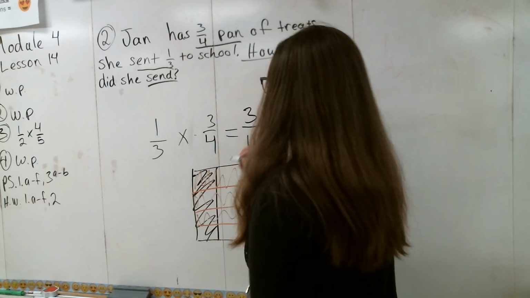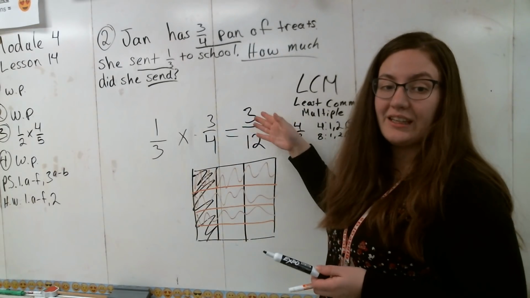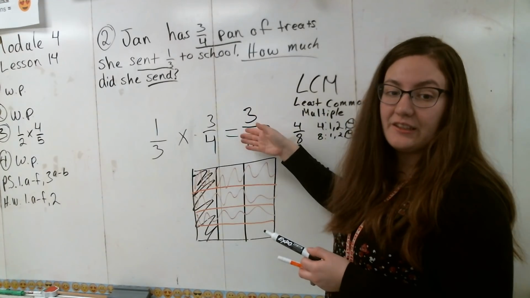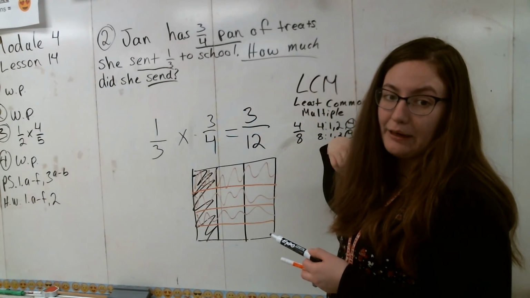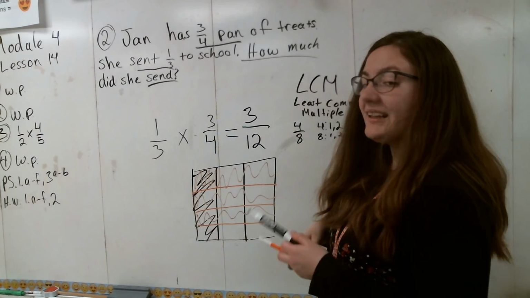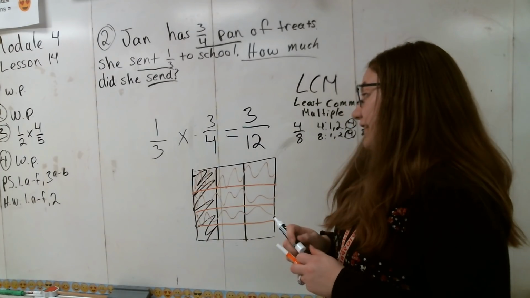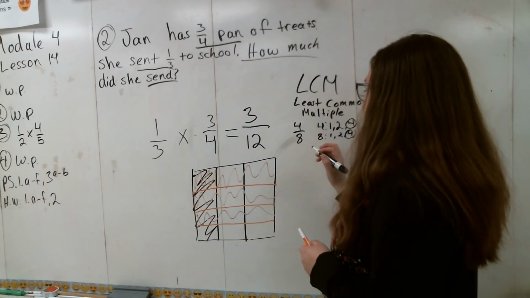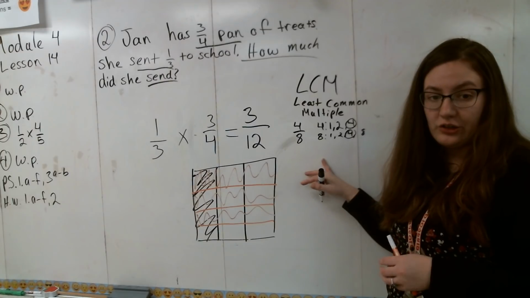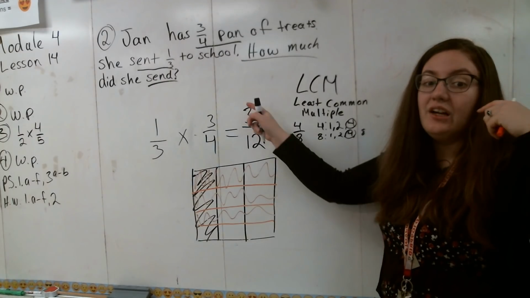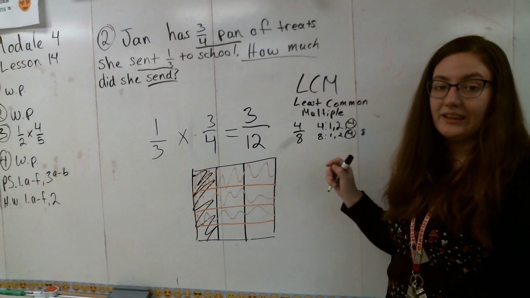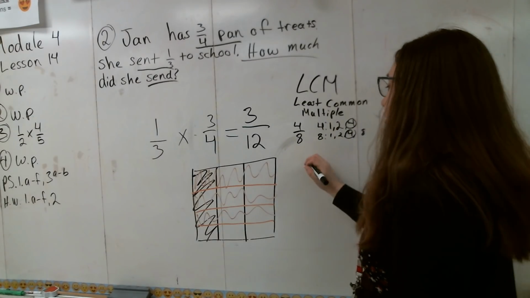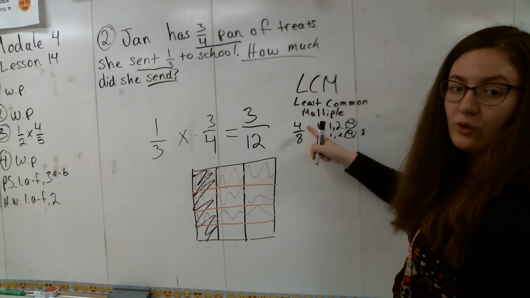So we have 3/12. Now remember though, this may not be my final answer, because I have to figure out if there's anything that I can divide both 12 and 3 by. And this is where it's important that you know your facts. So for 3 and 12, I know that I can find the LCM between these two. Remember, if you can't do it in your head just yet, then you can list out your multiples and find that least common multiple. So I did an example for 4/8.